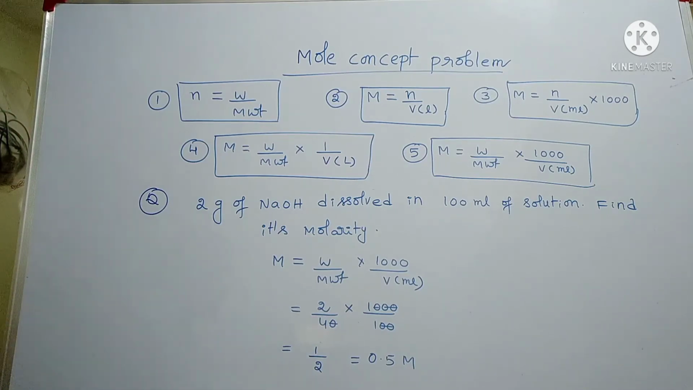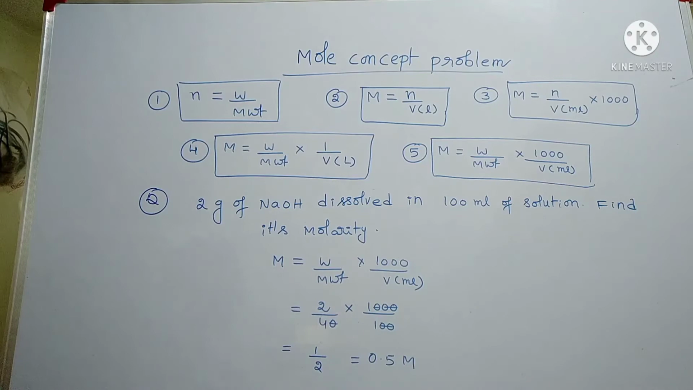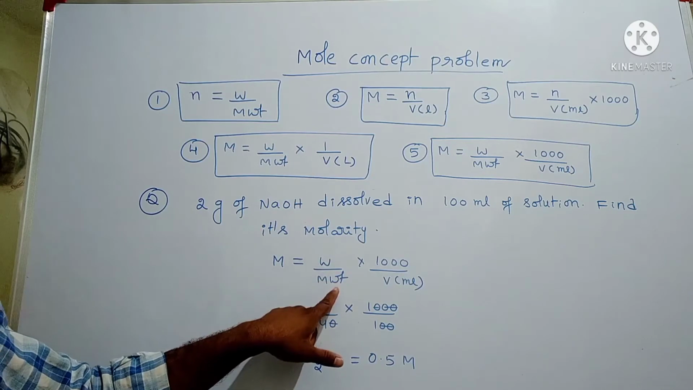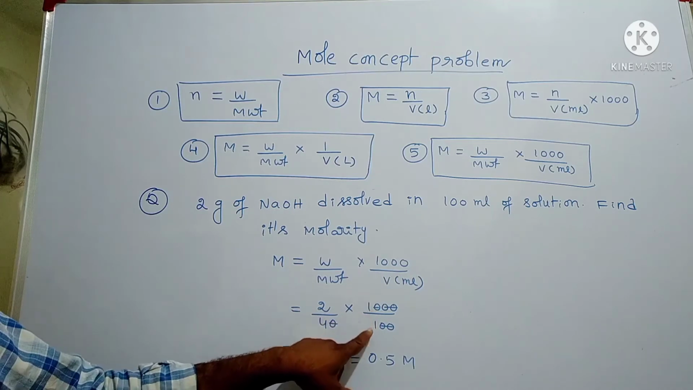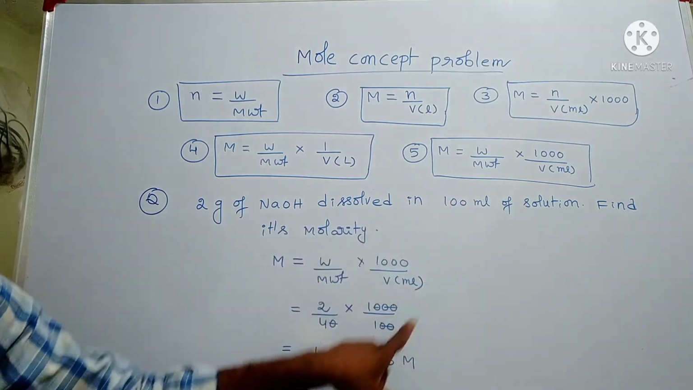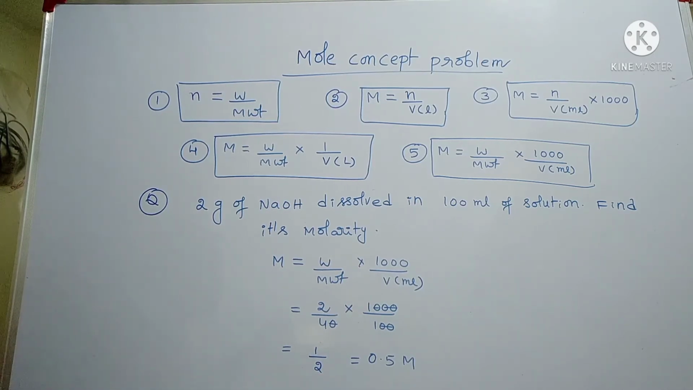Now coming to the problem. 2 grams of NaOH dissolved in 100 ml of solution. Find its molarity. Here weight is given and volume is given in ml, that's why I use formula 5. Molarity is equal to weight by molecular weight into 1000 by V in ml. So weight is 2 grams, and molecular weight of NaOH is 40, and 1000 by V. How much volume? 100 ml. So you will get 1 by 2, that is equal to 0.5.